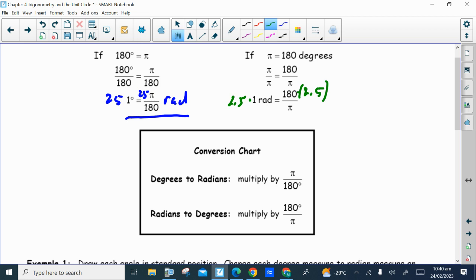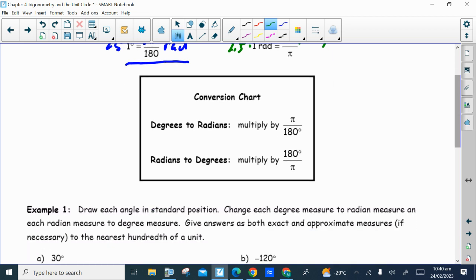So when you're converting, you're either multiplying by pi and dividing by 180, or the reciprocal, multiplying by 180 and dividing by pi. When you're going from degrees to radians, your answer has to get smaller, so you're going to multiply by pi and divide by 180. If you're going from radians to degrees, your answer has to get bigger, so you're going to multiply by 180 and divide by pi. And that's what it says in that chart.